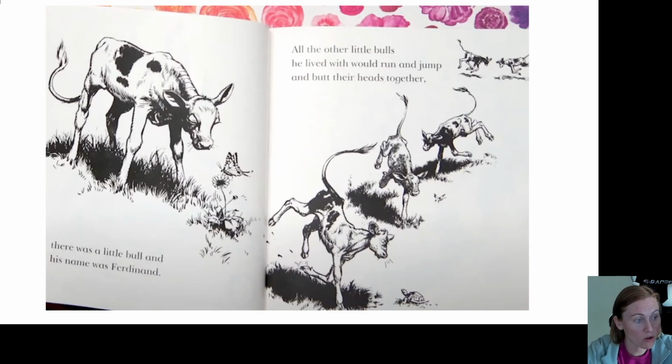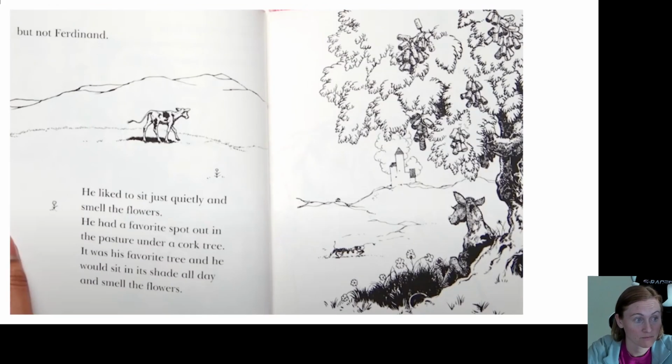There was a little bull and his name was Ferdinand. All the other little bulls he lived with would run and jump and butt their heads together. But not Ferdinand. He liked to sit just quietly and smell the flowers. He had a favorite spot out in the pasture under a cork tree, and it was his favorite tree, and he would sit in its shade all day and smell the flowers.